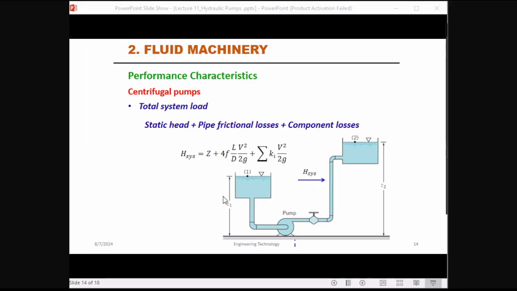We did some examples regarding friction losses and component losses, equipment losses in pipelines. Both these things we need to add to our total system head. Okay, then according to system head you can calculate your pump requirement.